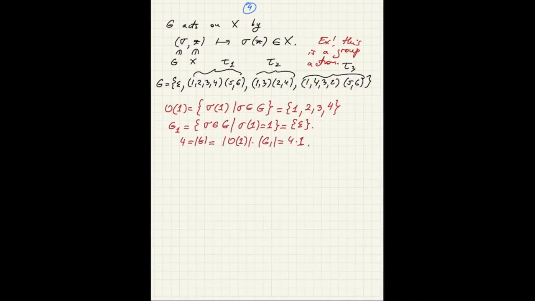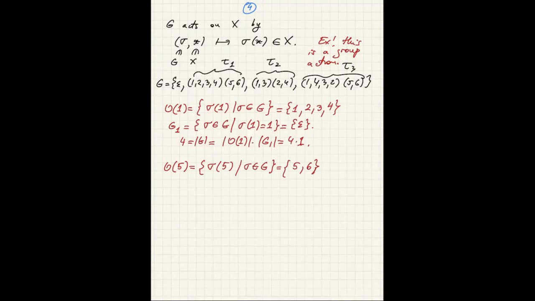Now let's do other orbits. Let's try the orbit of 5. Same as before, this is all the elements of the form sigma 5, for sigma an element of G. Well, the identity sends 5 to 5. Tau 1 sends 5 to 6. Tau 2 again fixes 5, so it sends 5 to 5. And tau 3 also sends 5 to 6. So the orbit of 5 has 2 elements, 5 and 6.